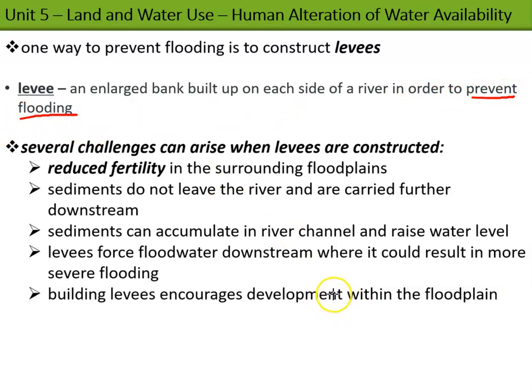Now, there are several challenges that can arise when levees are constructed. As we've already talked about a little bit, this seasonal flooding, this periodic flooding that every major river goes through, brings nutrient-rich sediments to the floodplain. Well, if you prevent that flooding from happening over a long period of time, you end up reducing the fertility of the surrounding floodplains because they're not getting that continual, periodic input of nutrients. What also can happen is the sediments do not leave the river and they are carried further downstream. So there is a net movement of sediments towards the ocean as things move down the stream, and because you're missing these sediments that are being deposited all along the floodplain, what can also happen is that sediments can accumulate in the river channel and they can raise the water level.